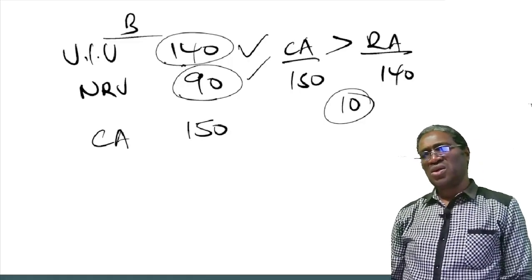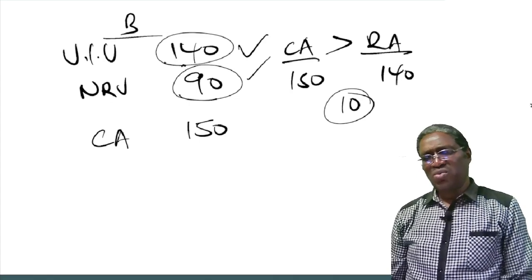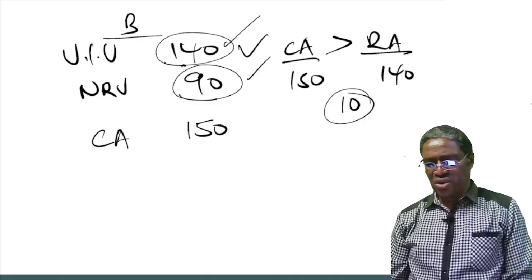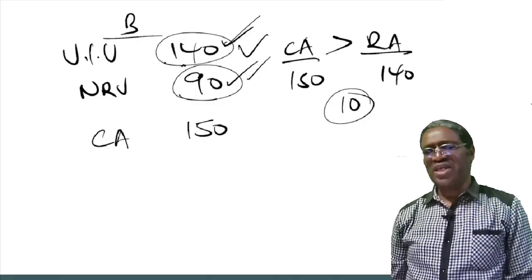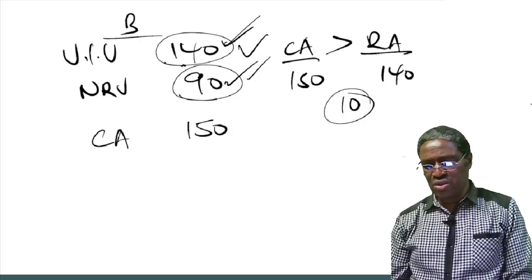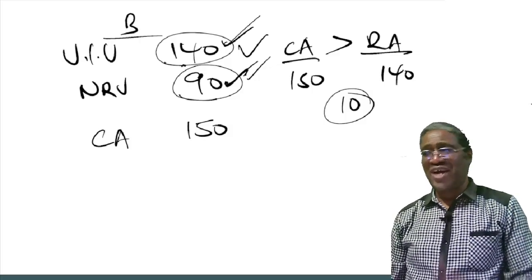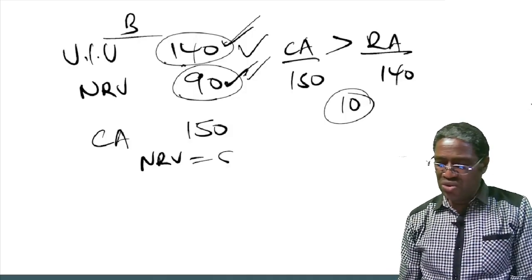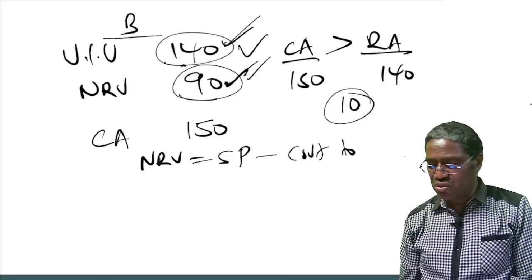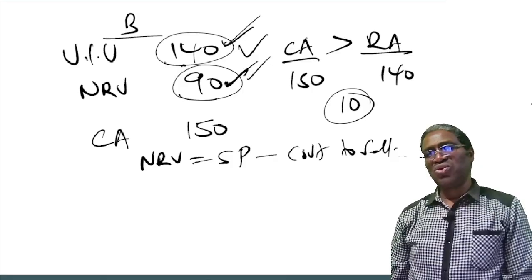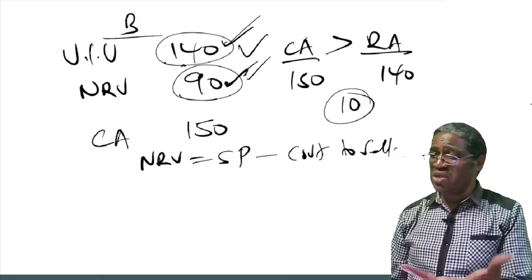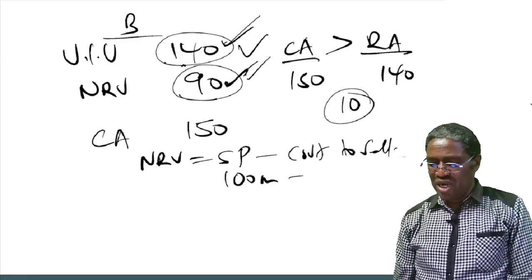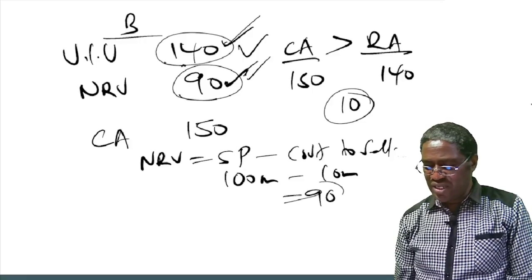Now listen. Sometimes the examiner will not give you the 140 as the recoverable amount. He may not give you the 90 as the net realizable value. I told you, how do you get net realizable value? To get the net realizable value, you take the selling price minus any cost to sell. Good. So you may be given the selling price of the machine, maybe it was 100 million. For you to sell that machine, it will cost you 10 million. You take 100 million minus 10 million, the cost to sell, you get it as 90 million.